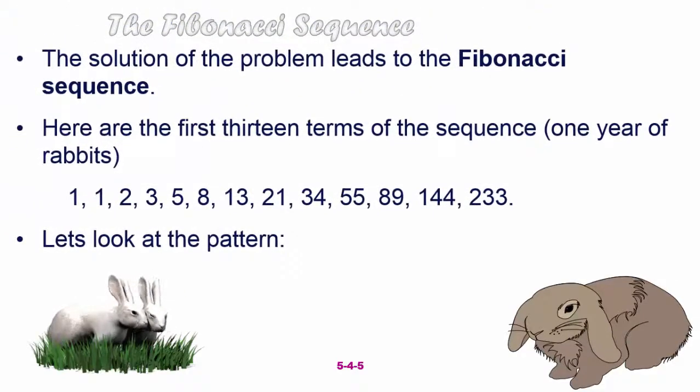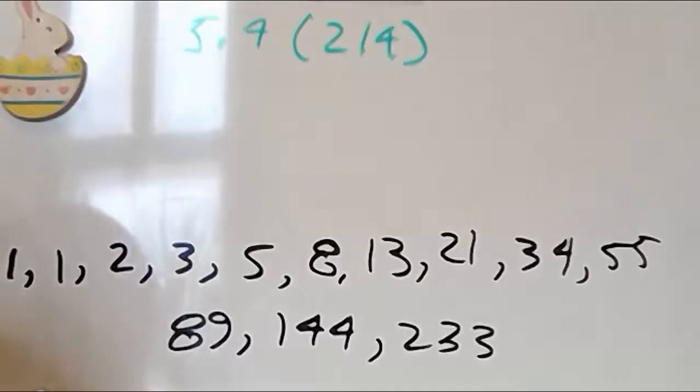The solution to the problem leads to the Fibonacci sequence. Here are the first 13 terms of the sequence, 1 year of rabbits. So you have 1, 1, 2, 3, 5, 8, 13, 21, 34, 55, 89, 144, 233. So let's look at this pattern on the whiteboard. If you notice the pattern, after the first two terms, both are 1.